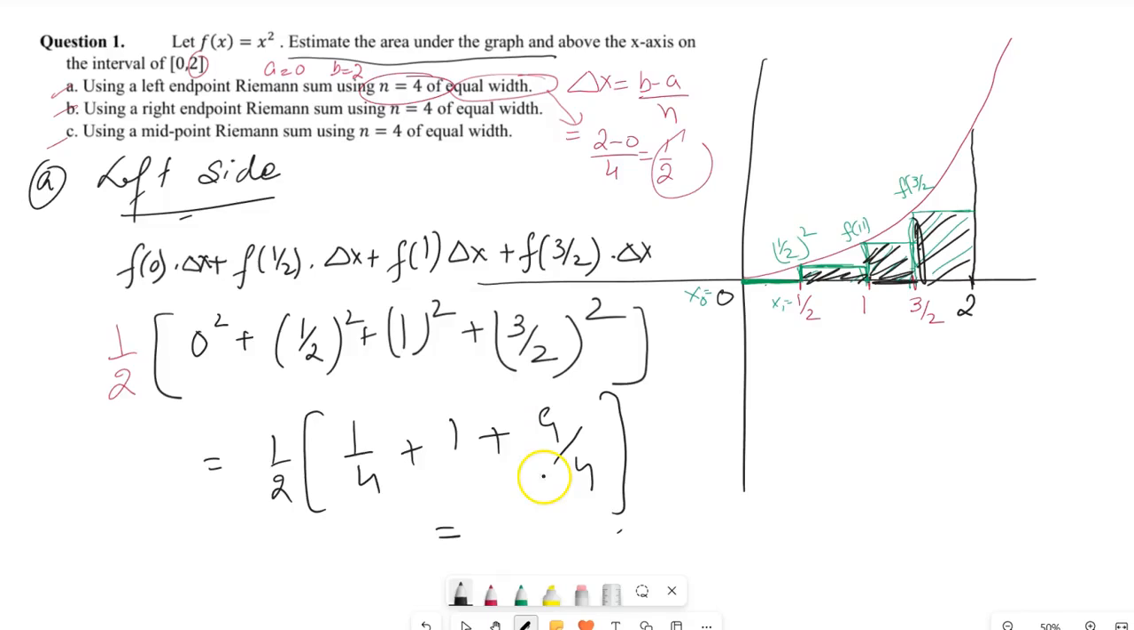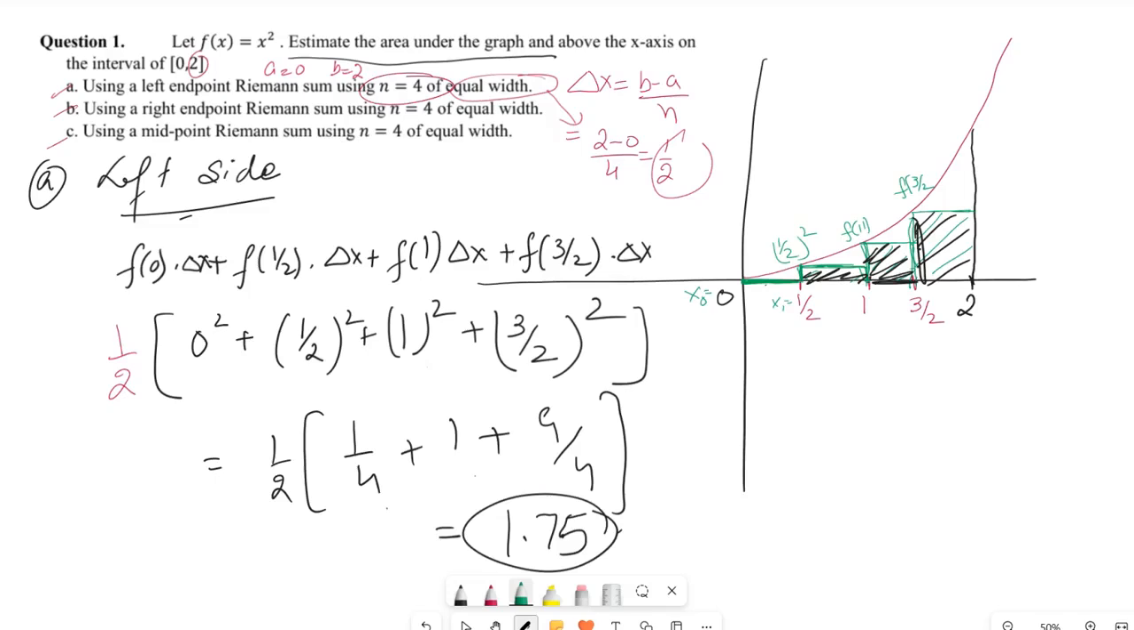So you can put in these values. Half squared is 1/4, 1 squared is 1, (3/2) squared is 9/4. If you calculate all this by putting it in the calculator, this is 1.75. So we are estimating that the area under the curve is approximately 1.75.